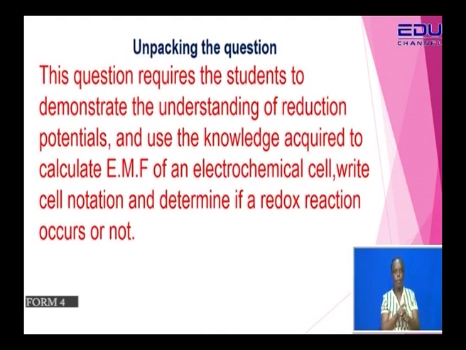This question requires the students to demonstrate an understanding of reduction potentials and use the knowledge acquired to calculate the electromotive force of an electrochemical cell, write the cell notation, and determine if a redox reaction occurs or not. So we are going to use the reduction potentials given in that chart to calculate the electromotive force and determine if a redox reaction occurs or not. The questions given there are as follows.